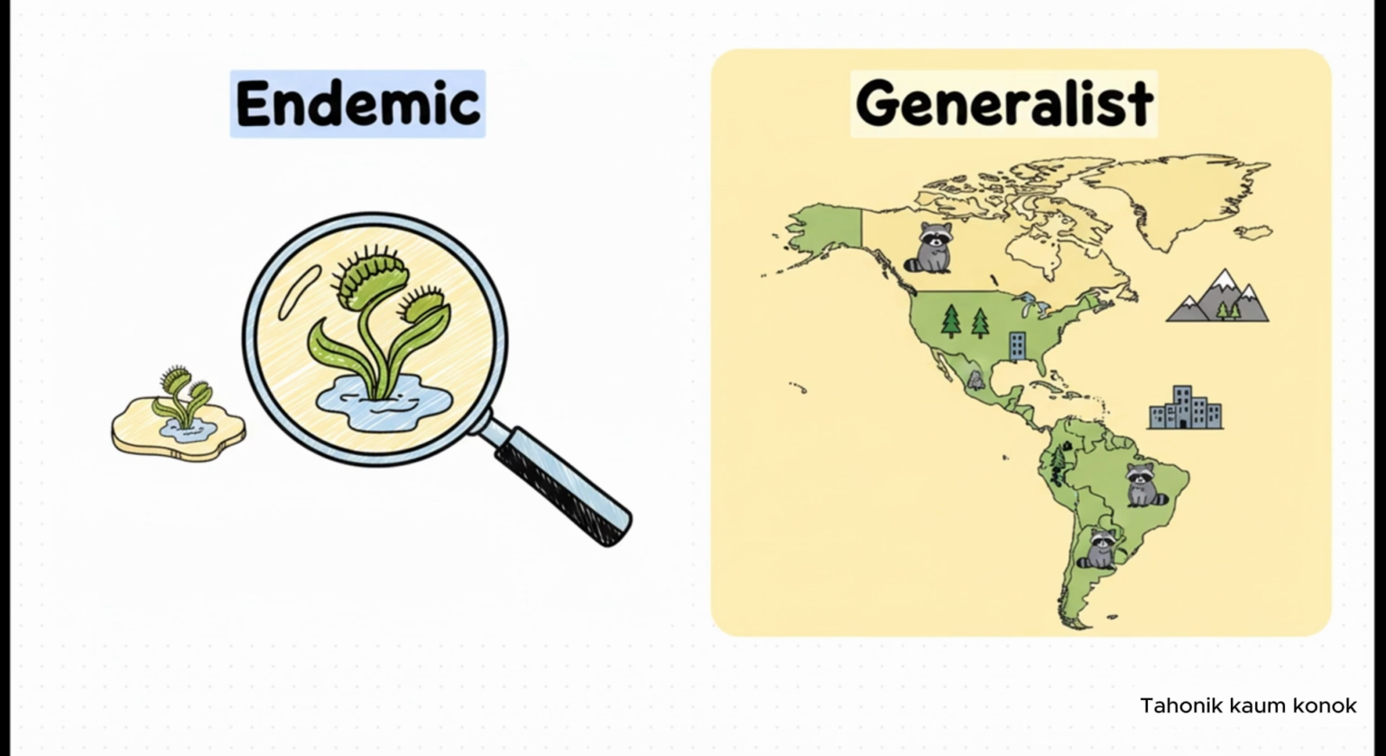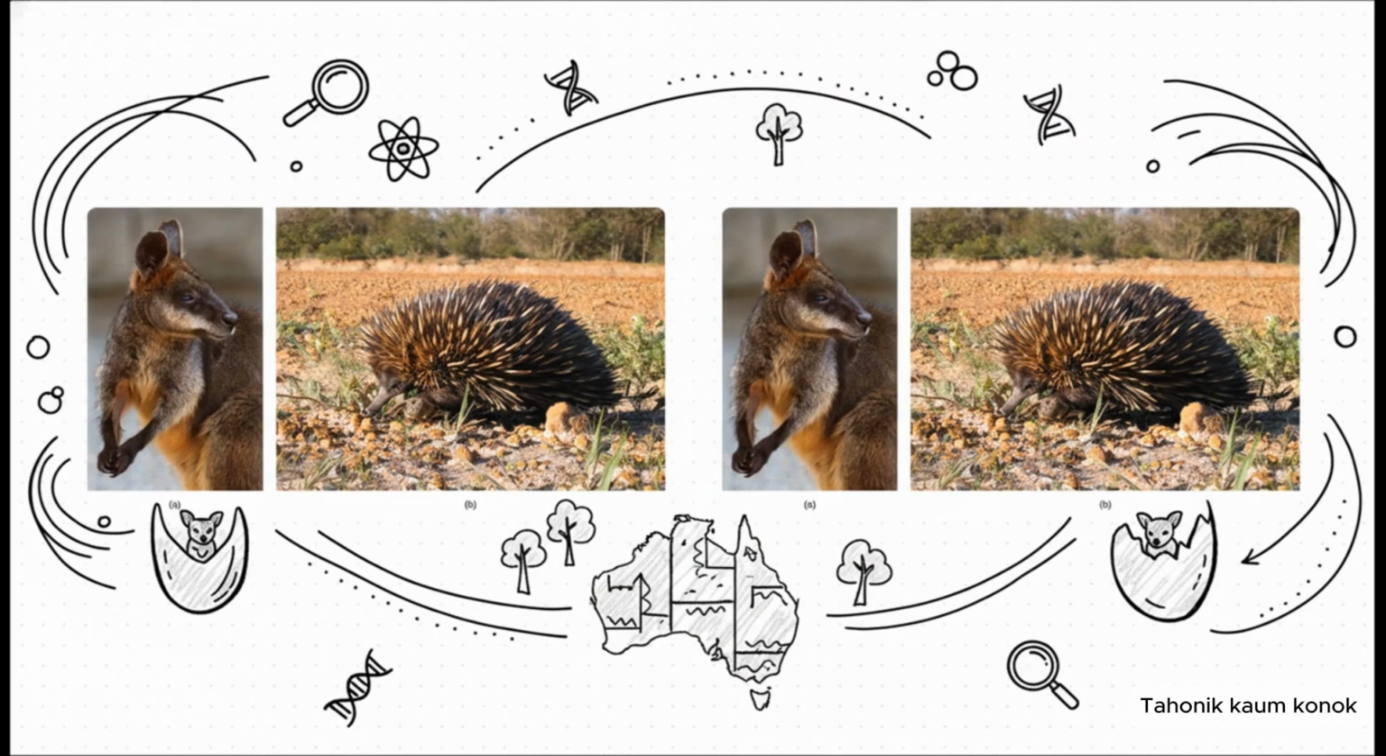And then you have the generalists, like a raccoon, that are super adaptable and can pretty much live anywhere. Understanding that difference is huge. And speaking of endemic species, Australia is like the ultimate case study. I mean, look at these two.